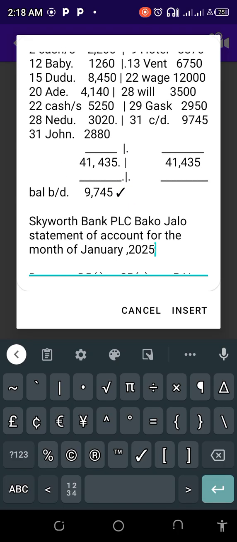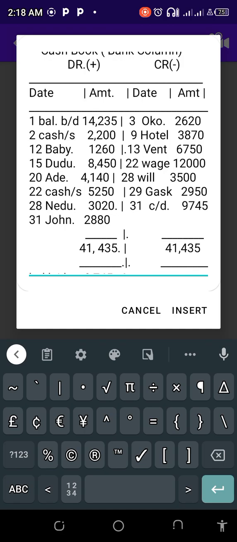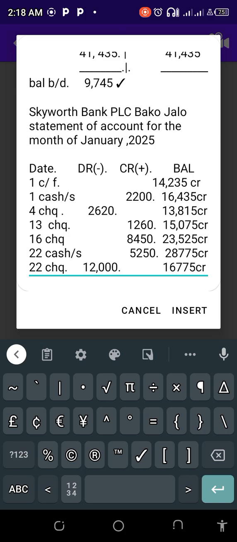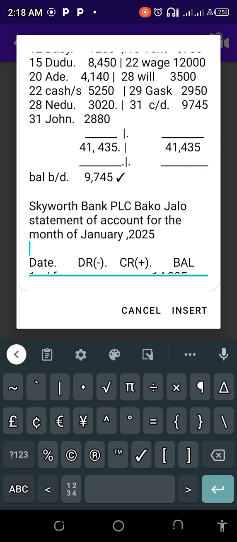Now the next transaction on the debit side of the cash book is cash sales. That cash stroke S means cash sales, which is 2,200 on the 2nd of January. Let us go and trace it, whether we'll be able to get it on the credit side of the bank statement. Yes, it's there. Cash sales, which is 2,200.